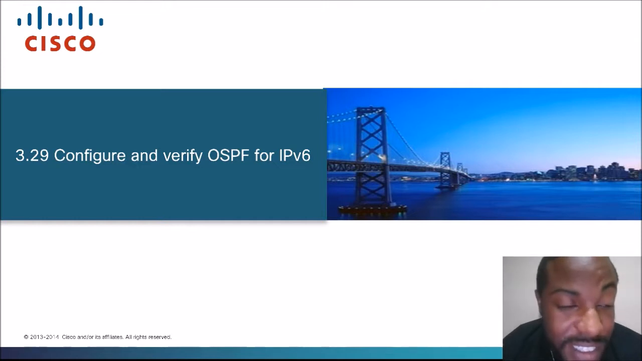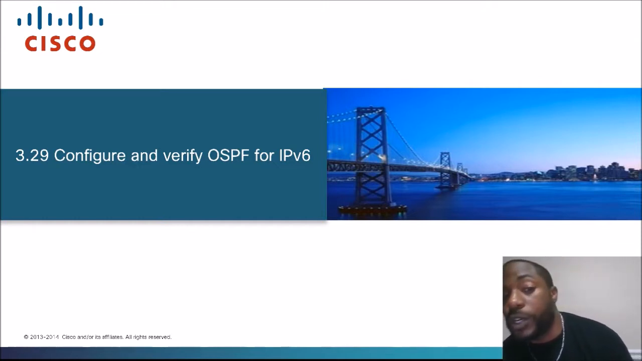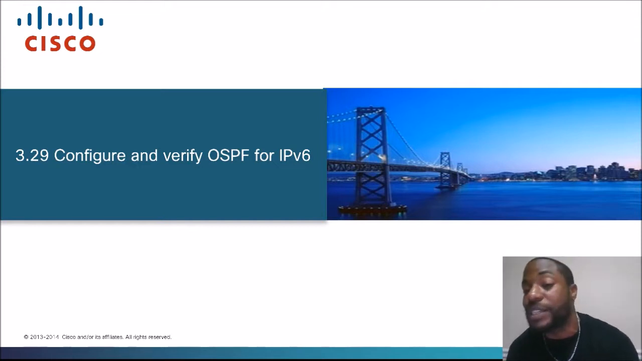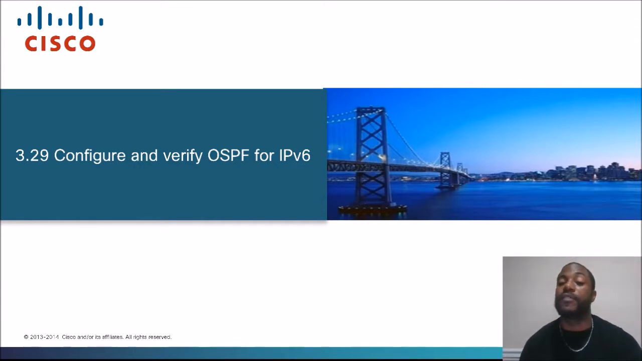Today's topic is section 3.29, configure and verify OSPF for IPv6. This is a topic in the CCNP ROUTE exam, code 300-101 version 2.0. It will be called the CCNP Route or CCNP Enterprise exam in the future. So this may or may not transition into the new exam. I haven't looked them up yet.